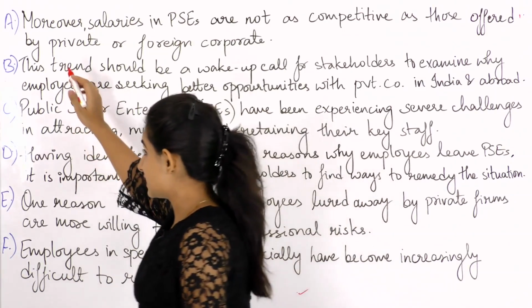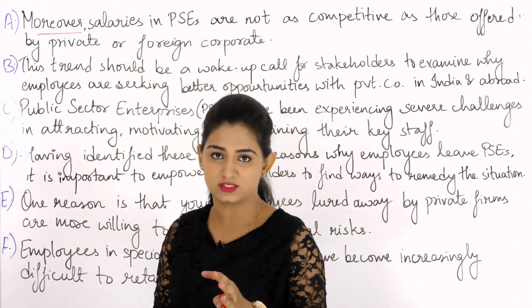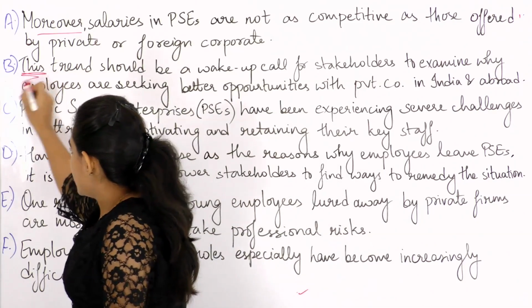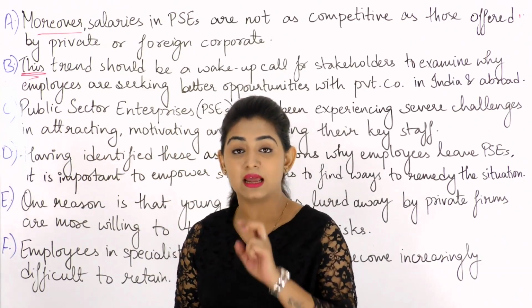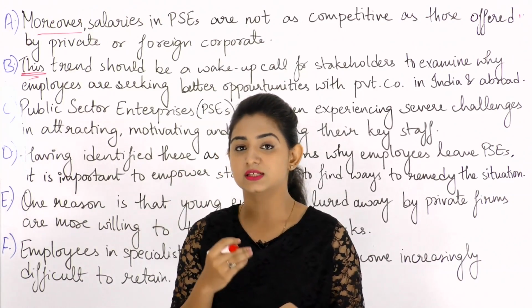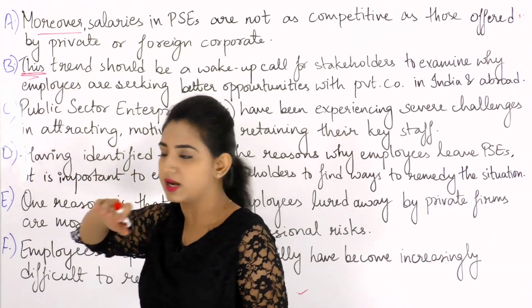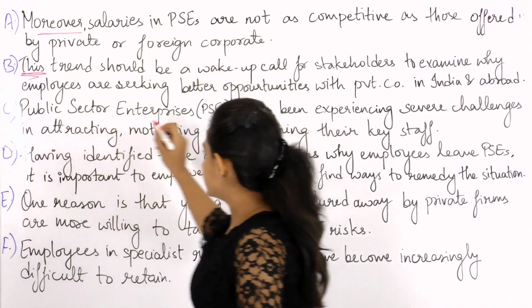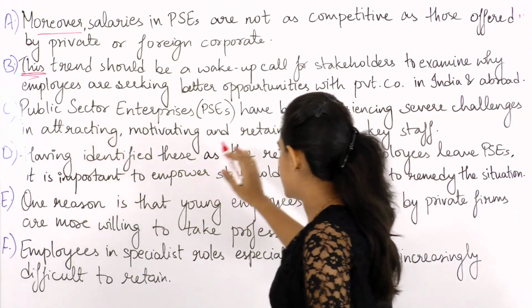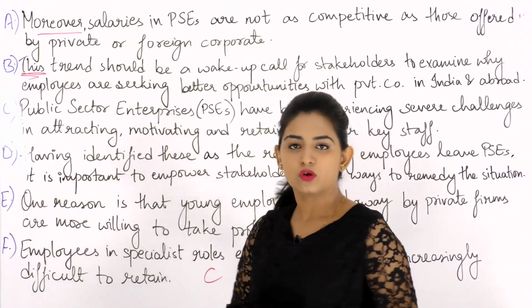The first sentence starts with moreover, and as I told you, moreover will never come in the first sentence. That is why we will eliminate this. Moving further, in B sentence we have this written, and I already told you this will be in the central part, anywhere after the first sentence and before the last sentence. So this will not be the first sentence. Moving further, public sector enterprises have been experiencing severe challenges in attracting, motivating and retaining their key staff. It's an independent sentence, so we will write it over here.